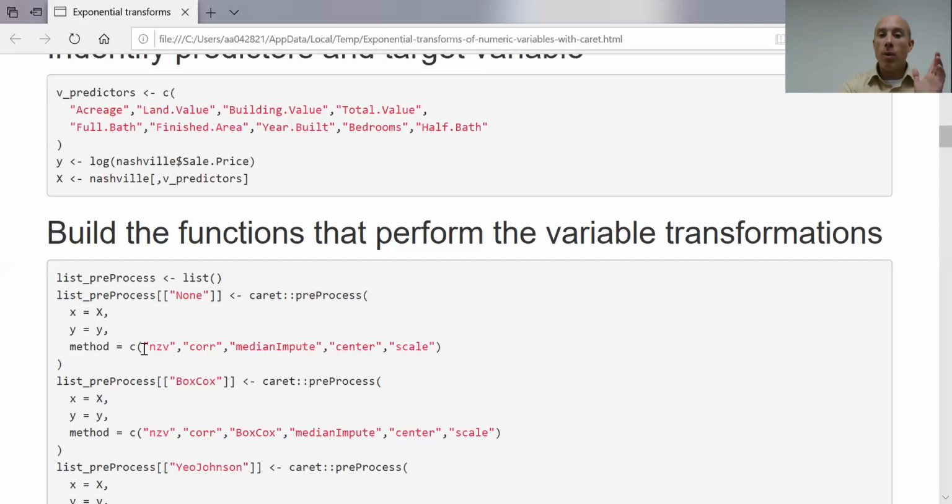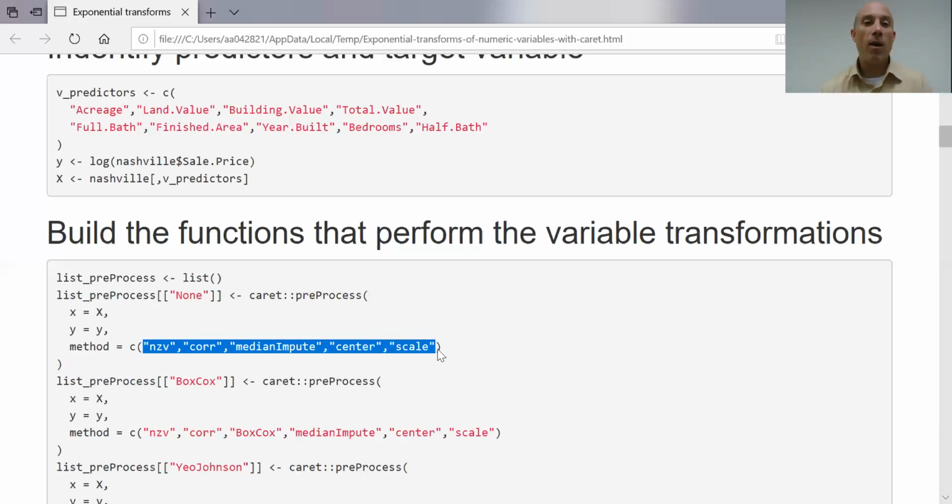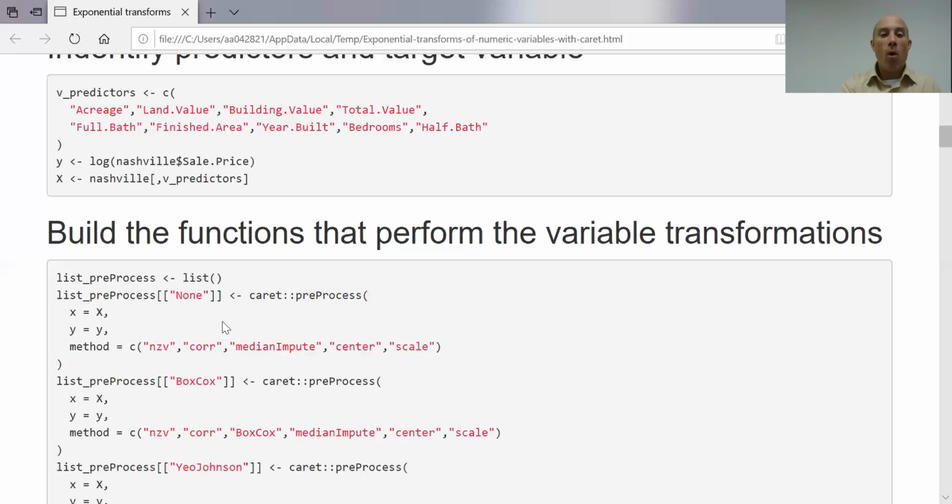All right, so here what I'm going to do in every single example, I'm going to get rid of zero variance columns. I'm going to get rid of highly correlated columns. We're going to do median impute. We're going to center and scale. So I'm just running through this because this is like standard data preparation for machine learning. Now you'll notice that at no point am I doing any exponential transforms on my data. So I'm calling this function the none function. Okay. Now for the Box-Cox, I'm doing the same operations I did here, but I'm including Box-Cox.